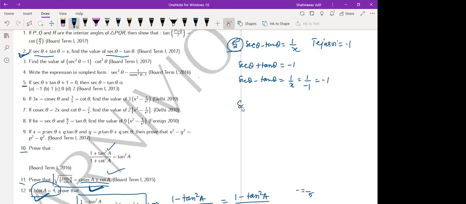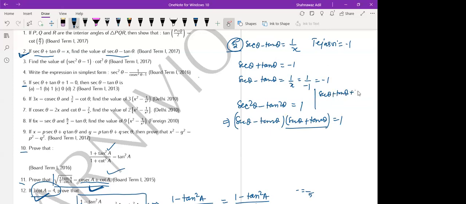Or we can use this thing that sec square theta minus tan square theta is 1. So this is sec theta minus tan theta times sec theta plus tan theta. So this we know because sec theta plus tan theta plus 1 is 0. So sec theta plus tan theta equals, this goes to the right hand side, minus 1. So this is minus 1. So sec theta minus tan theta would be 1 by minus 1, so minus 1.